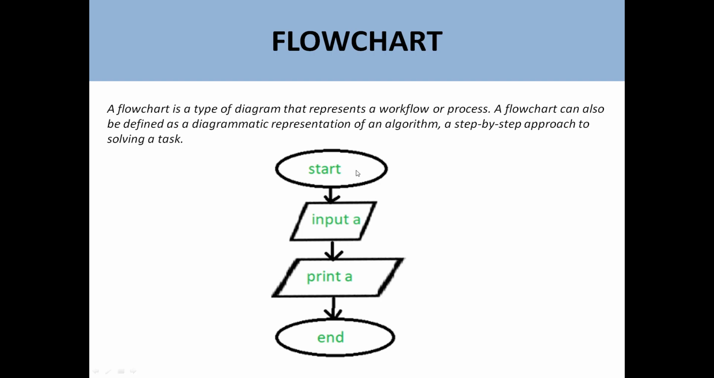If you look here, this is the symbol of start. Then take an example of a computer program. The computer program starts, it will take input a, any variable input a, then it will print a, and it will end. So this is the flow of a process of a computer program. It will take input a from a user, and whatever you enter it will print on the screen, and it will end.